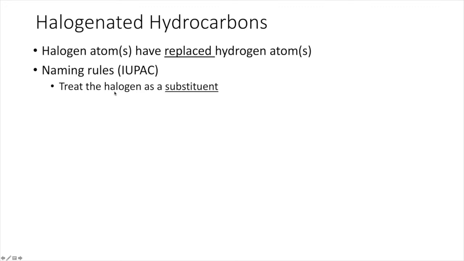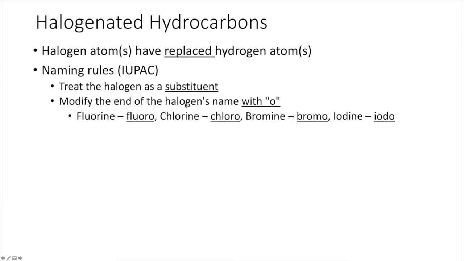Well, we just think of the halogen atom as a substituent, and we treat it just like we did the alkyl substituents, methyl, ethyl, and so forth. But the suffix on the halogen's name is going to be an O instead of a YL. So fluorine, you would write in the name as fluoro, chlorine, chloro, bromine, bromo, iodine, iodo.